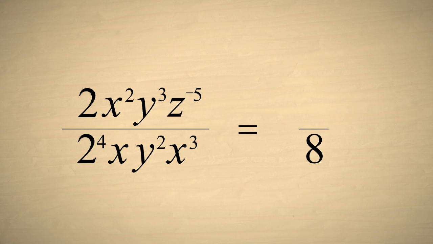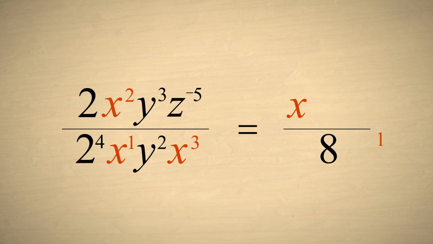Next, we will combine all the terms with a base of x. We first add an exponent of 1 to the term without an exponent, and then subtracting the exponents of the denominator terms from the exponent of the numerator term, we get x to the negative 2nd power. Since this term has a negative exponent, we move it to the denominator and switch the sign of the exponent to positive.